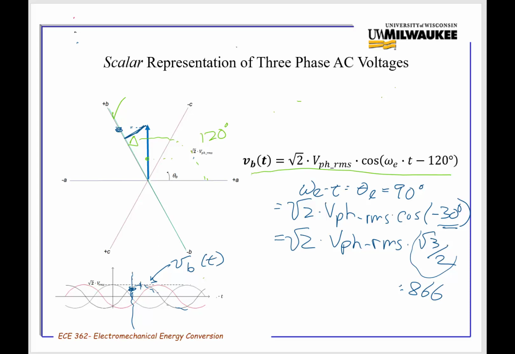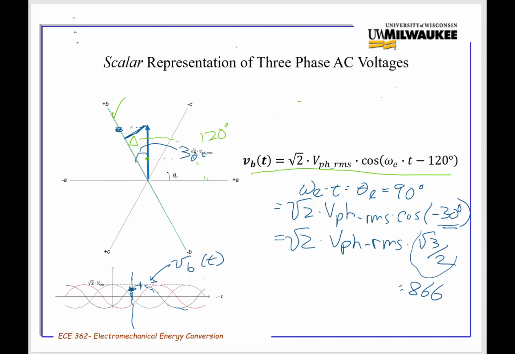We can see that as well. This angle here is actually 30 degrees. So you can see how useful this is, understanding three-phase from this perspective. Now what about the C-phase?